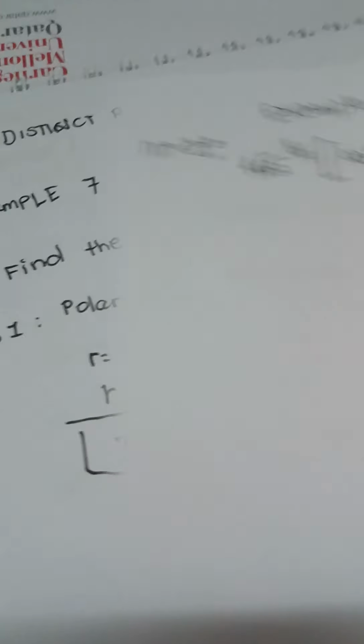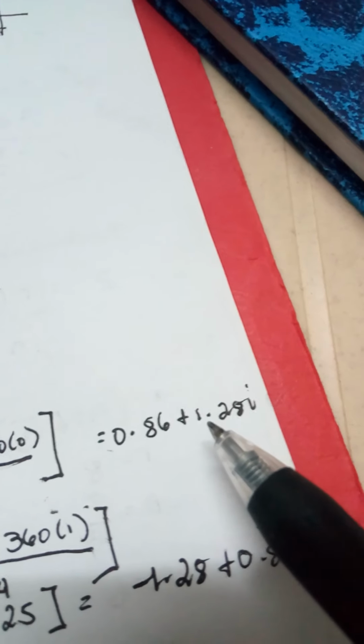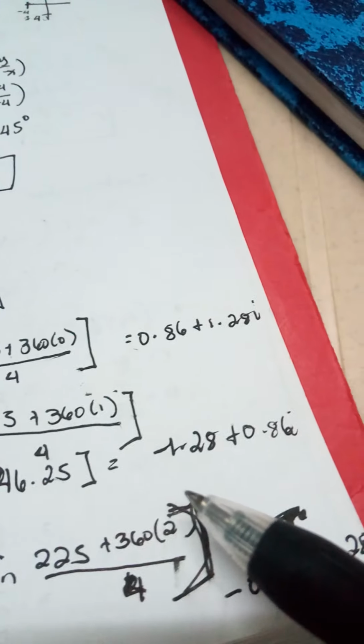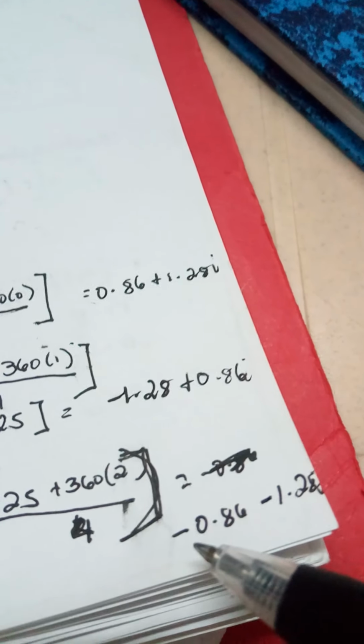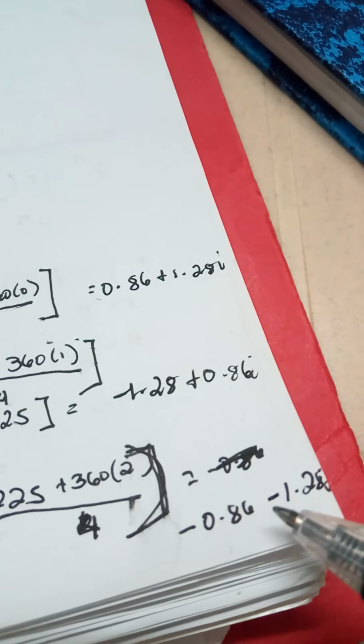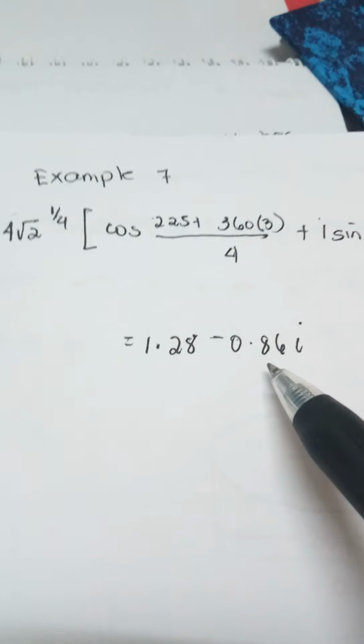So from the final answer, I'll just rewrite it again. The fourth roots of negative 4 minus 4i are approximately, what are the answers? 0.86 plus 1.28i, negative 1.28 plus 0.86i, negative 0.86 minus 1.28i, and last one is 1.28 minus 0.86i.